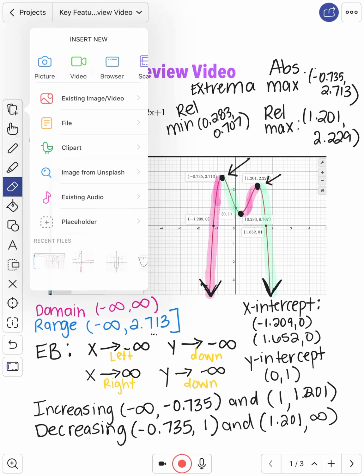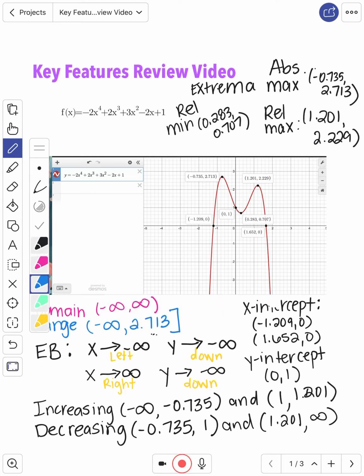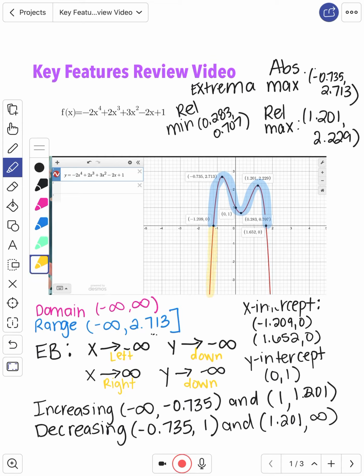And the last thing that we're going to talk about is our positive and negative values. Now, positive can be defined as anything that's above the x-axis. So any section above the x-axis is positive. So all this right here is positive because it's above the x-axis. Anything below the x-axis is negative. So these two sections are below the x-axis.